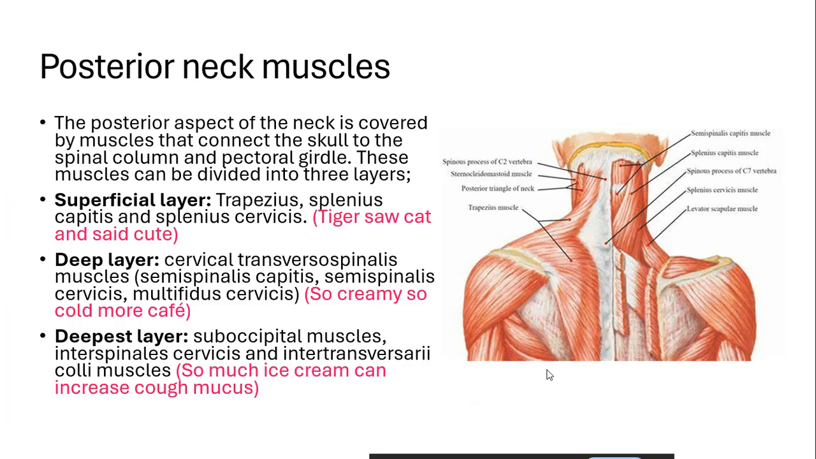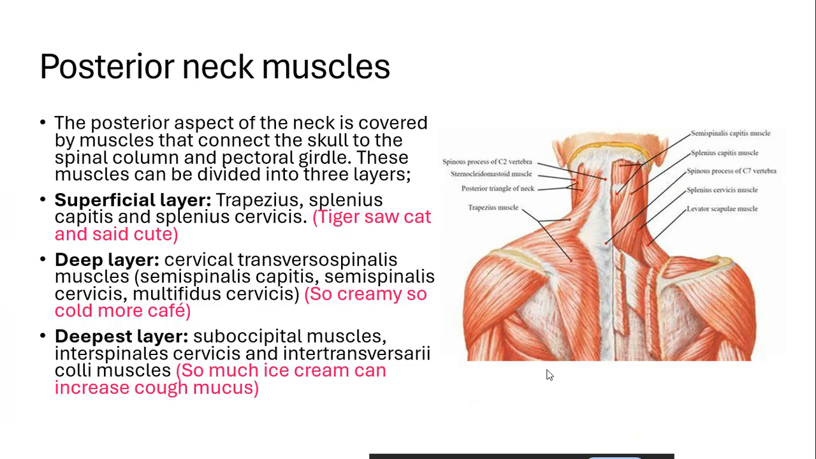Deep layer muscles are the cervical transversospinalis muscles: semispinalis capitis, semispinalis cervicis, and multifidus cervicis, right? So creamy, so cold, more cafe. You go to Starbucks and ask for so creamy, so cold, and more cafe. You want more caffeine, right? So that's the deep layer. When you make coffee like that, it gets really thick, really deep. So creamy, so cold, more cafe: semispinalis capitis, semispinalis cervicis, multifidus cervicis, right?